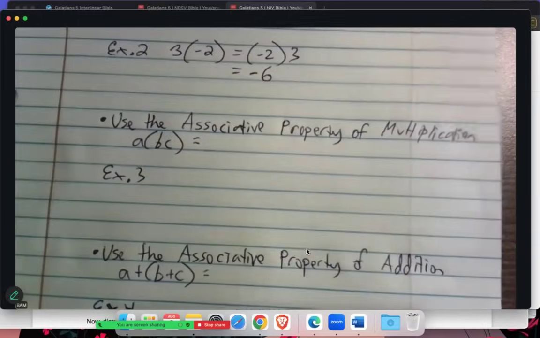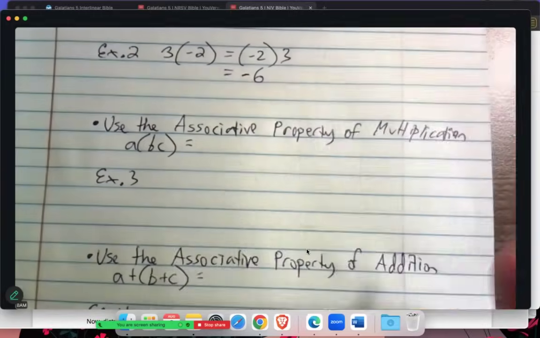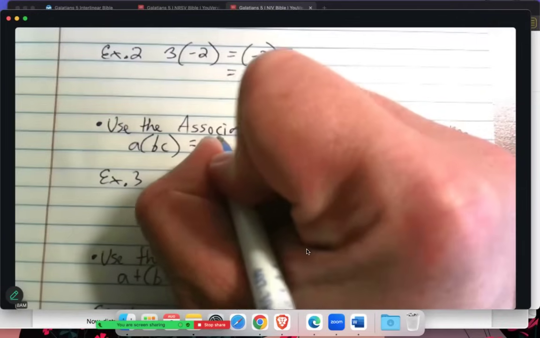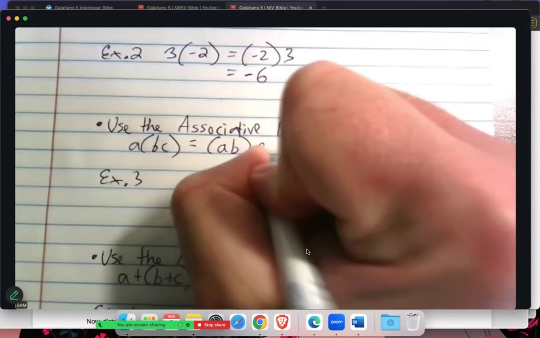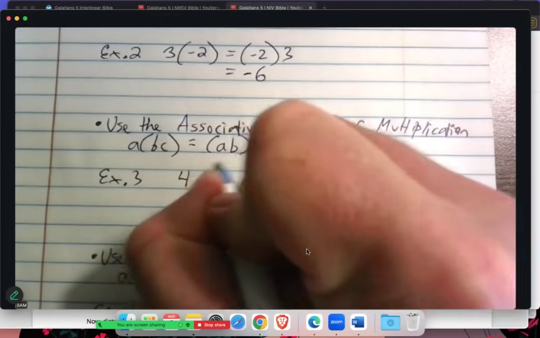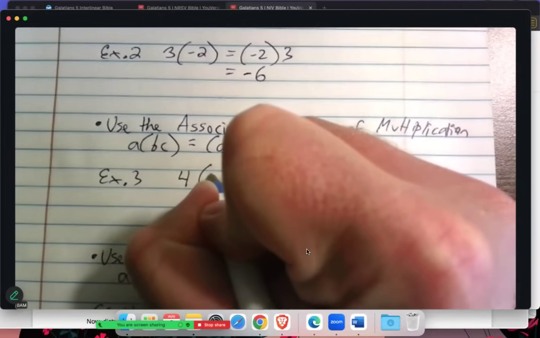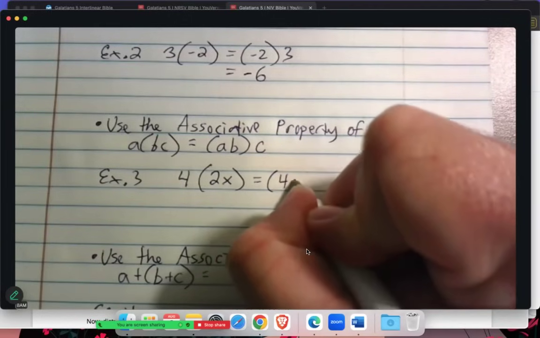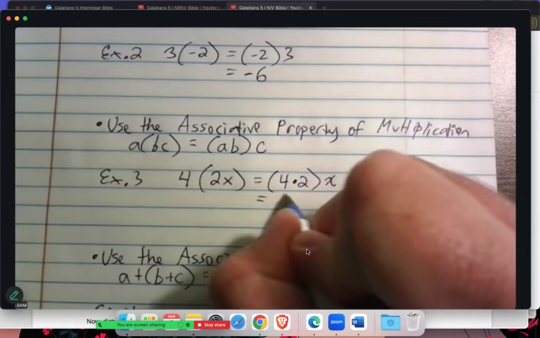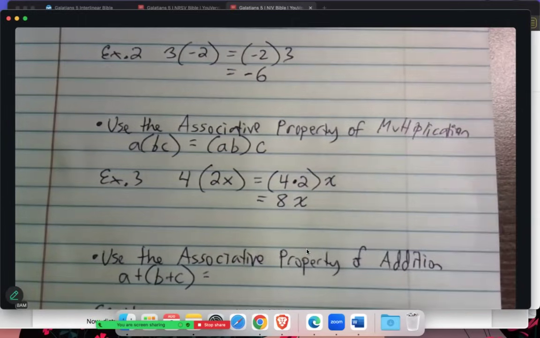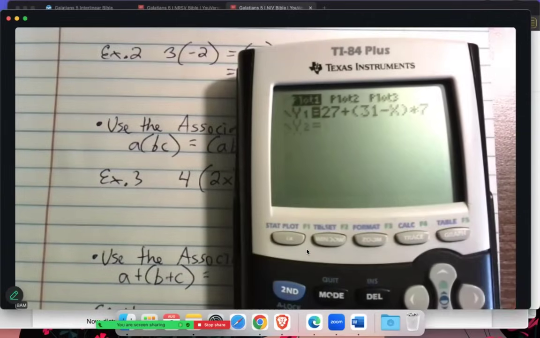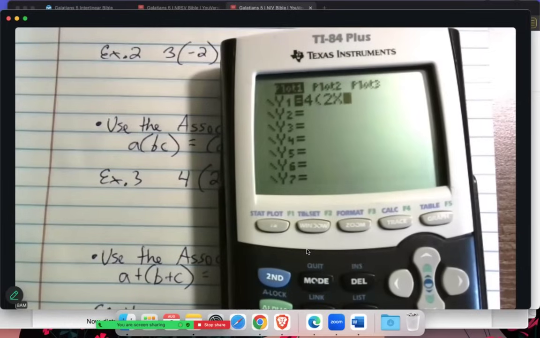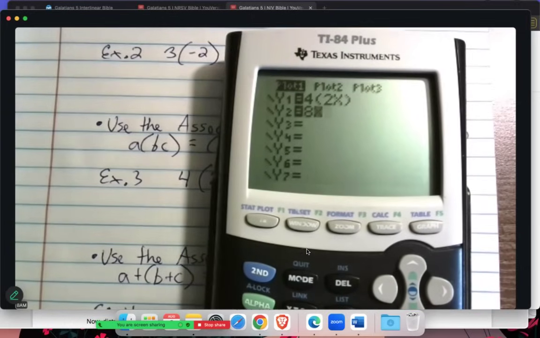So the next question is use the associative property of multiplication and come up with an example. A times the quantity B times C is equal to the quantity A times B and then times C. So 4 times 2x equals 4 times 2 and then x, equals 8x. That one I can't really check on here. However, I can, if I want to, go to y equals and put in 4 parentheses 2x. And I can put in 8x.